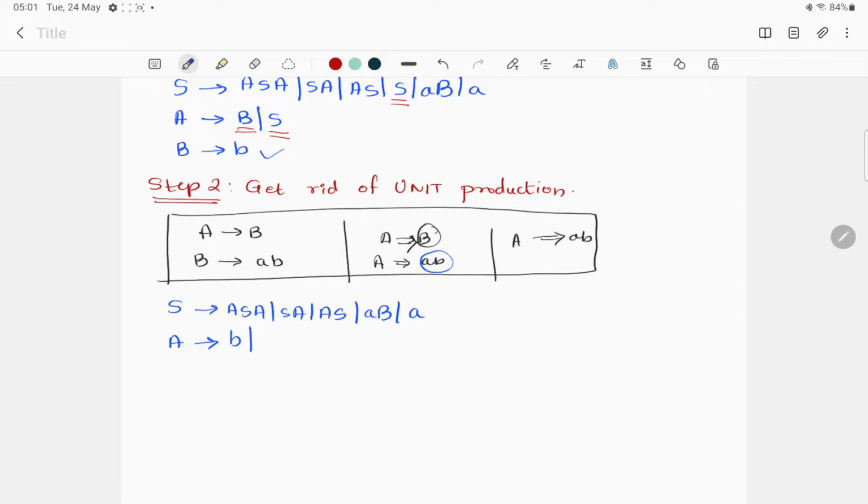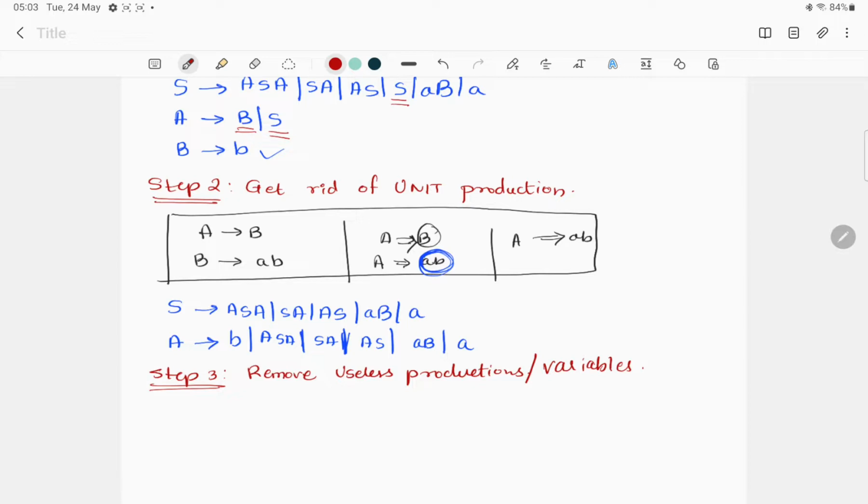To remove A giving capital S, I will not write capital S, I will write all the values of capital S, because S is giving all these 5 productions. So I'll write down whatever productions that S is giving us. So how do I write it? A giving ASA, SA, AS, AB and A. So this is how I remove the unit productions, and now my grammar is like this. Okay, now we'll go to the next step.